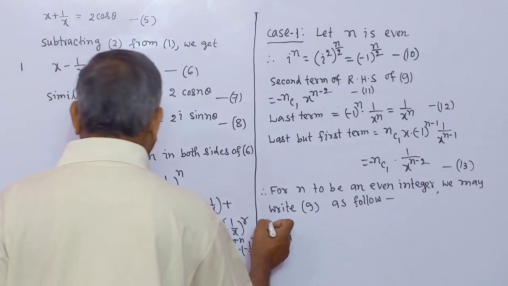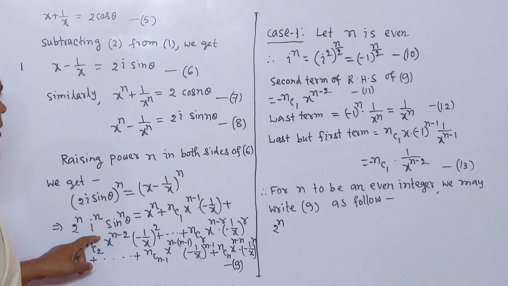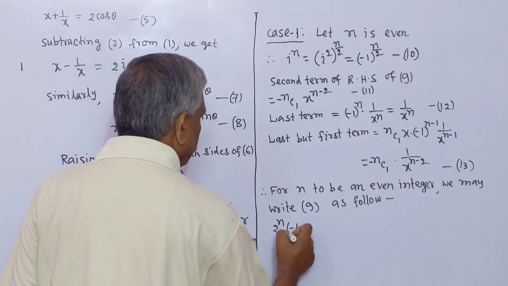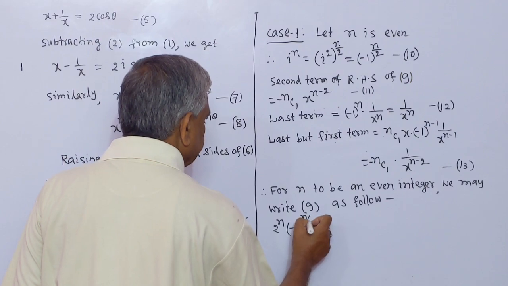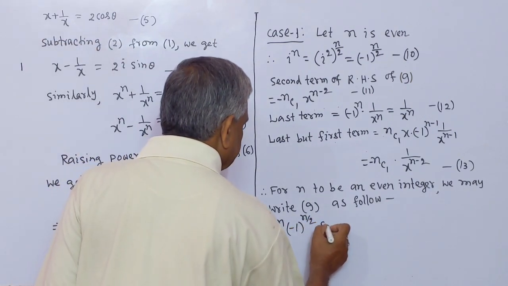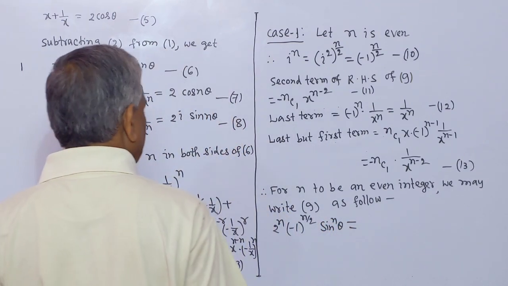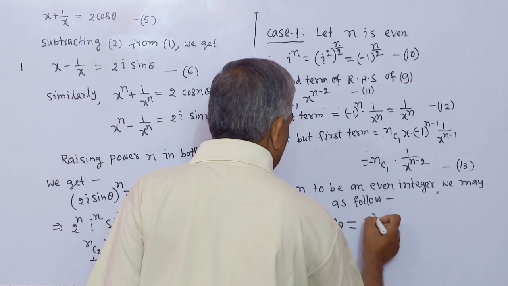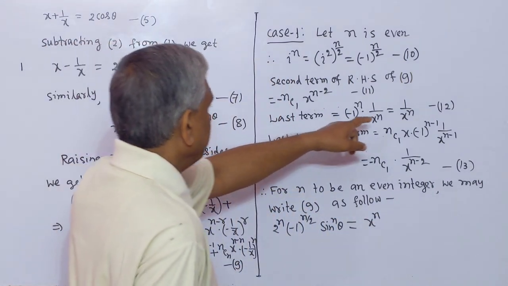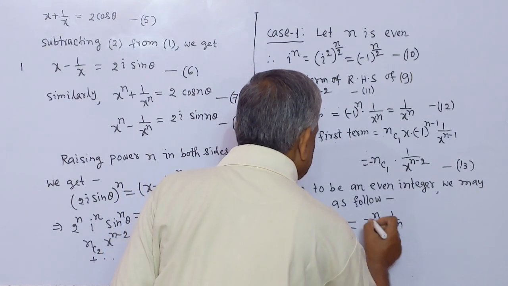Here 2 to the power n, i to the power n is (-1) to the power n by 2, sine to the power n theta, and right side will be x to the power n, and last term is 1 by x to the power n.